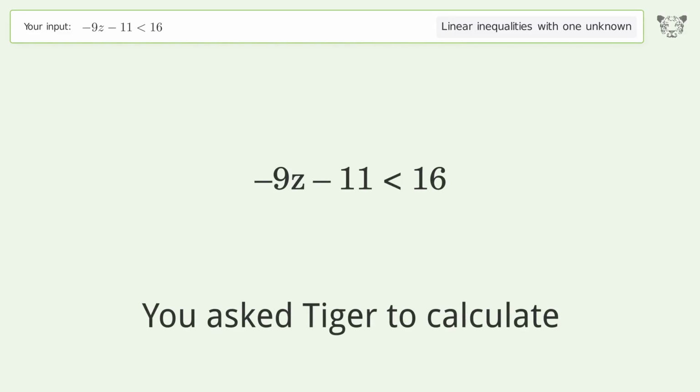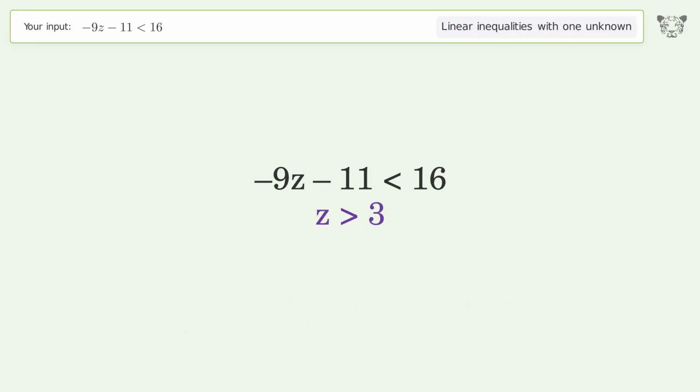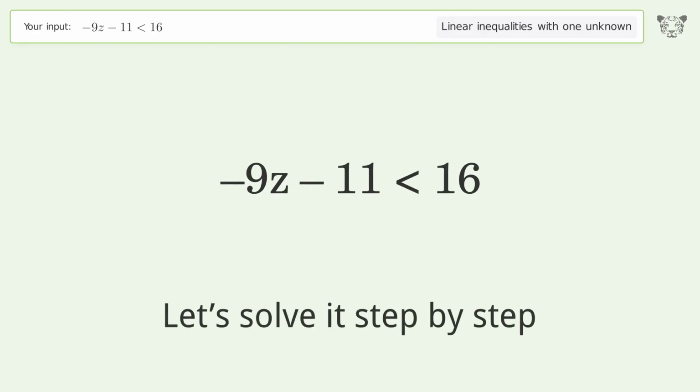You ask Tiger to calculate. This deals with linear inequalities with one unknown. The final result is z greater than -3. Let's solve it step by step.